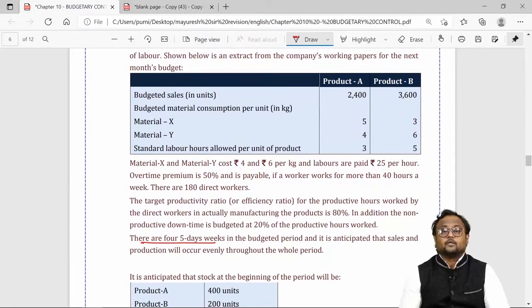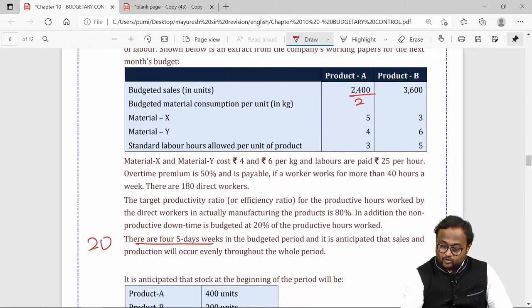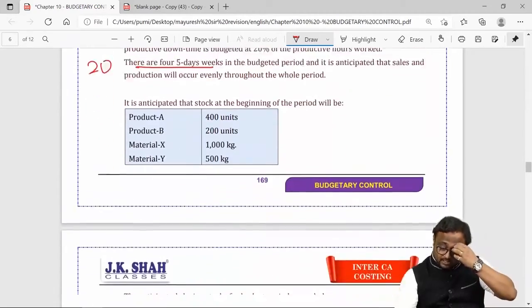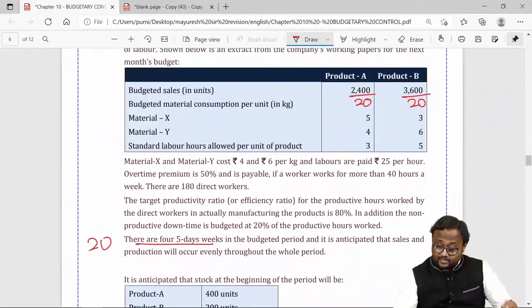you will realize this. The data is given for 4 5 days weeks. 4 weeks of 5 days. That means 20 days. So this is also available for 20. This sales is of 20 days. This sales is also of 20 days. They want sales for 4 and 5 days. Simple it is.